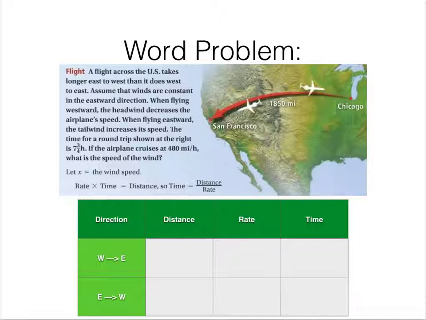So, a flight across the U.S. takes longer east to west than it does west to east. Assume that winds are constant and in the eastward direction. So basically assume that physics isn't true, because it wouldn't be constant and only in one direction, but still, let's just go with it.